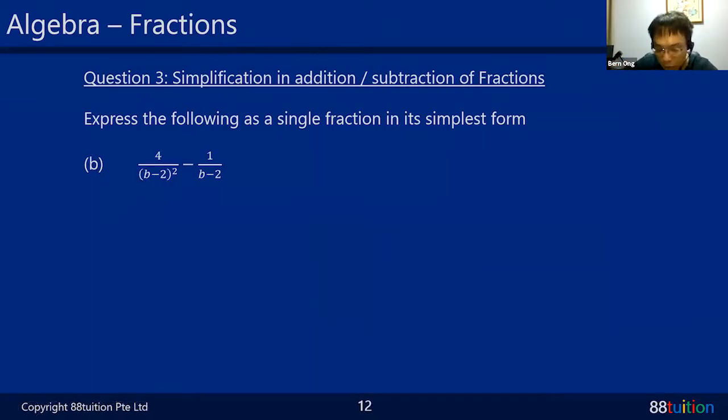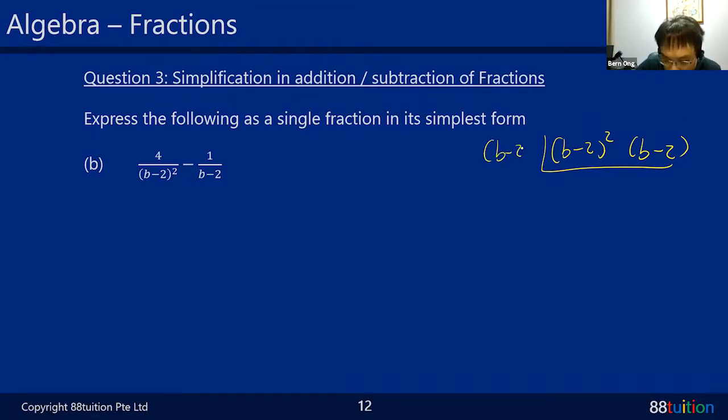What do you have? You have b minus 2 squared and b minus 2. So what is the LCM again? Divide by b minus 2. And now here I have a b minus 2, down here I have a 1.